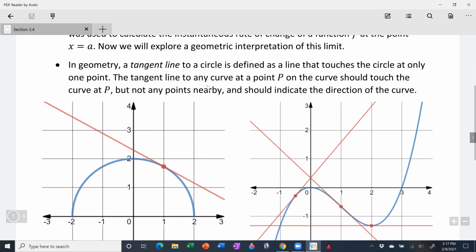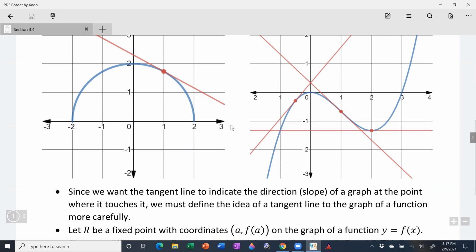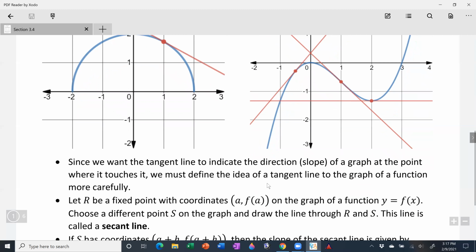Okay, the tangent line to any curve, not just a circle, at a point P on the curve should touch the curve at P, but not any points nearby, and it should indicate the direction of the curve. But a curve is a little bit different than a circle because it has all these different ways that it can bend and move around, so we're going to have to be a little bit more careful. Since we want the tangent line to indicate the direction, which we're going to think of as the slope of the graph where it touches it, we must define the idea of a tangent line to the graph of a function more carefully.